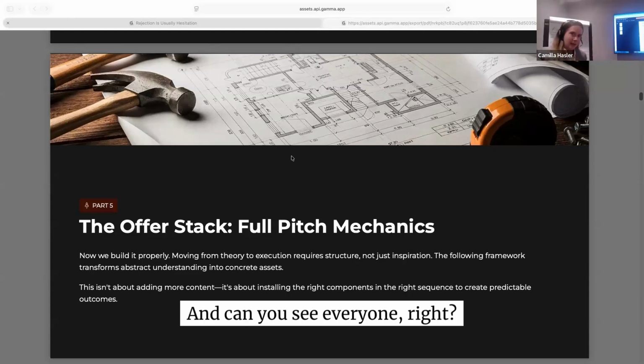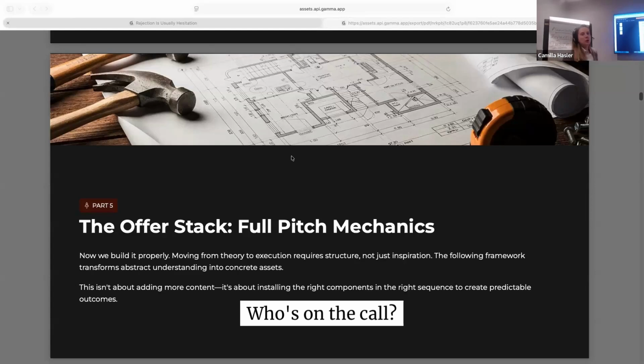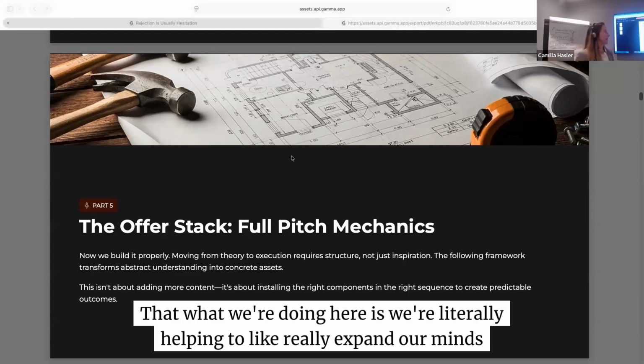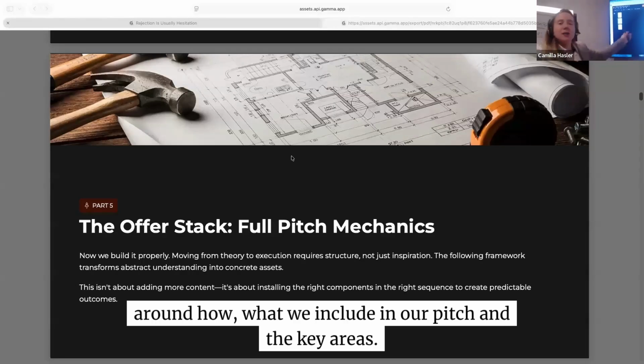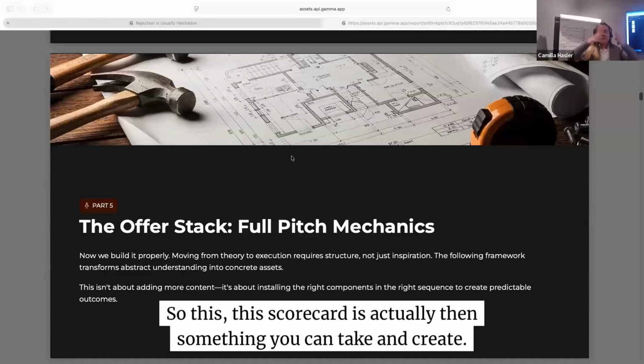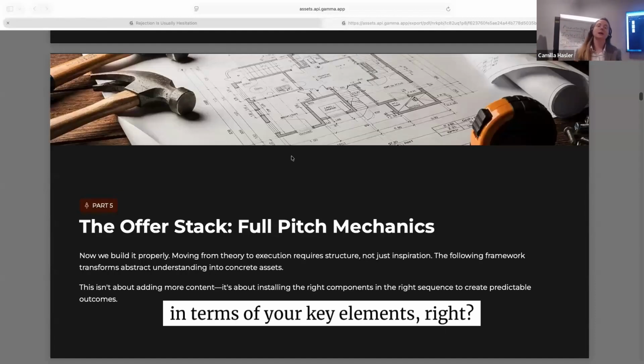Next, and can you see everyone on the call, what we're doing here is we're literally helping to really expand our minds around what we include in our pitch and the key areas. So this scorecard is something you can take and use to create your key elements, right?